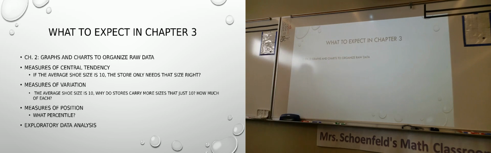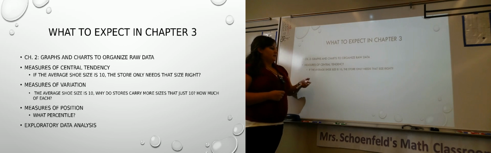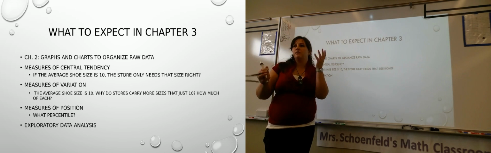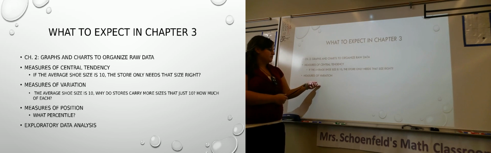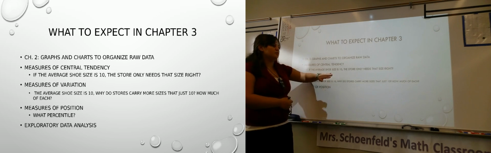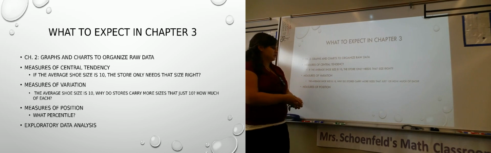So in chapter 2, what we were doing is finding ways to organize raw data using graphs and charts. Now we're going to do measures of central tendency. If the average shoe size is 10, the store would only need that shoe size, which is not true, right? Then we're going to talk about measures of variation: why are those shoe stores actually carrying more than just size 10?